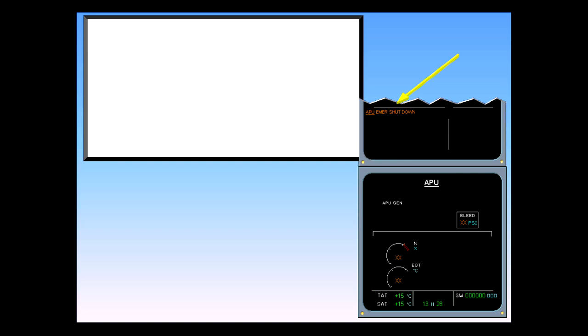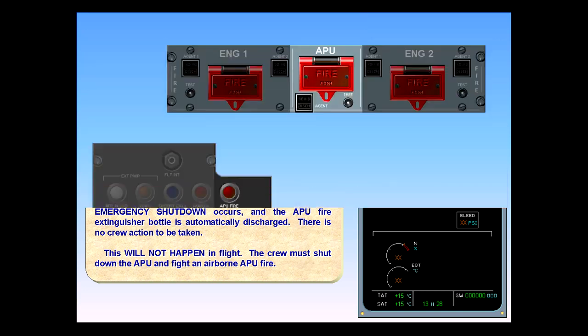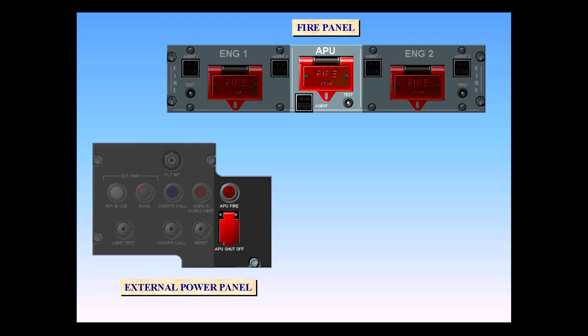The crew must shut down the APU and fight an airborne APU fire. An APU emergency shutdown also occurs when the APU shutoff push button on the external power panel is pressed, or when the APU fire push button on the fire panel is pressed. However, in neither case is the fire bottle automatically discharged.